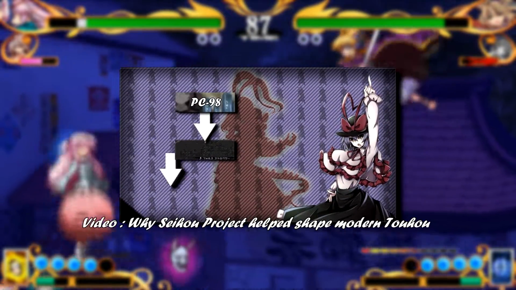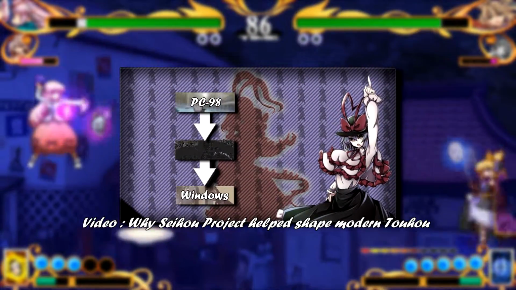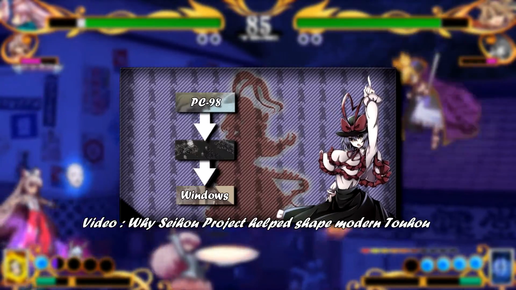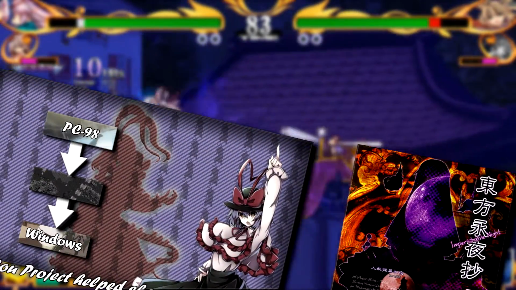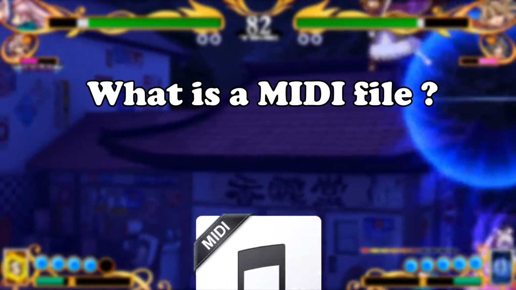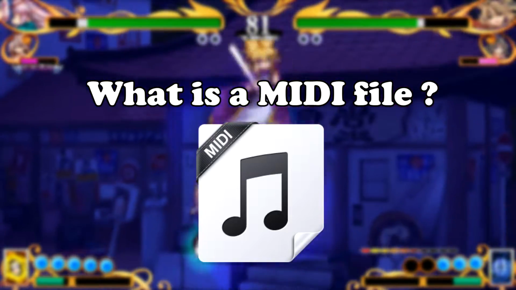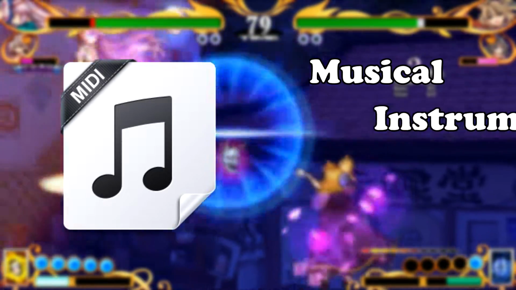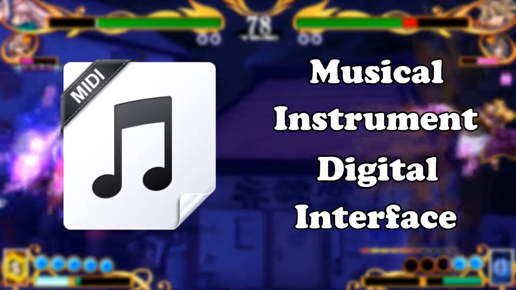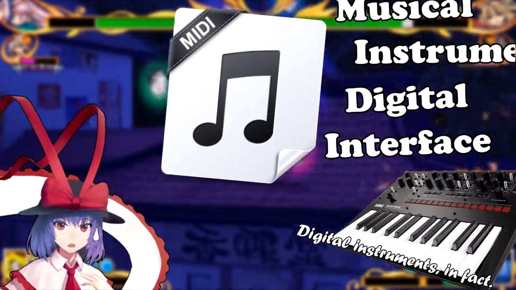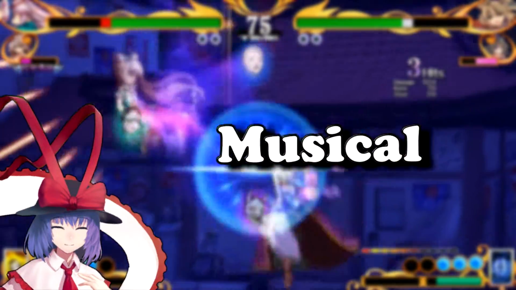Well, you remember I spoke about the transitional period between PC 98 and Windows, right? The games weren't the only thing affected, in fact the music was too. But first we need to understand what a MIDI file is. A MIDI file, or musical instrument digital interface, is a file used by musical instruments. I mean, of course, you even have musical in the name.